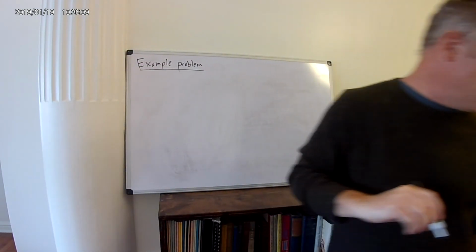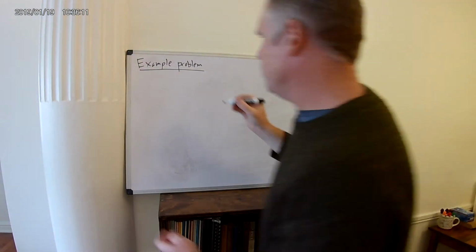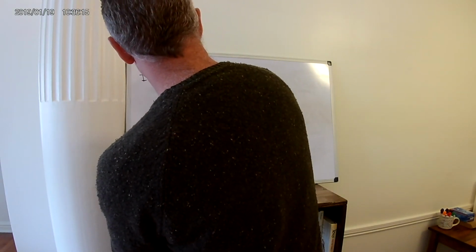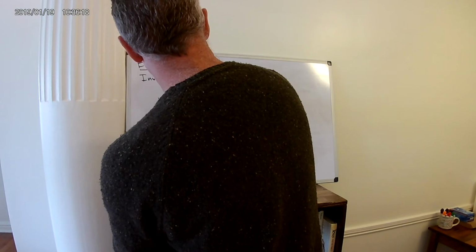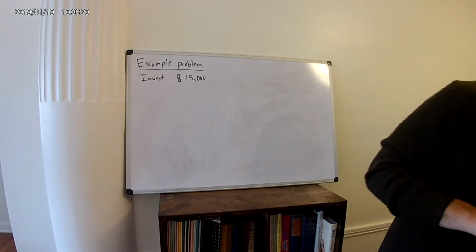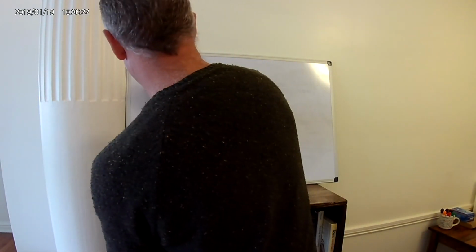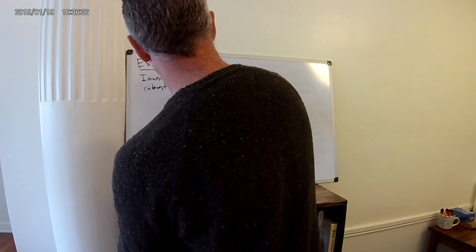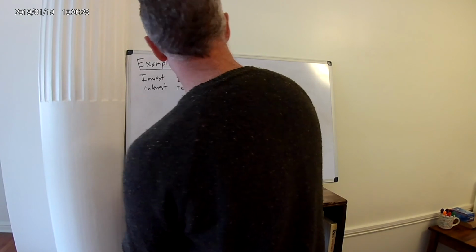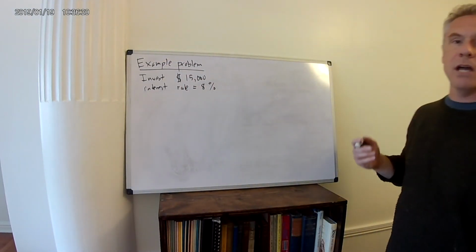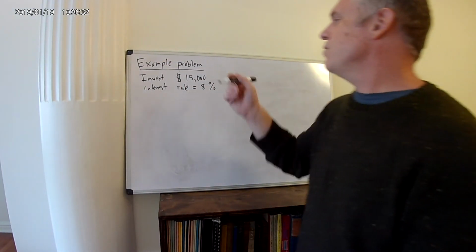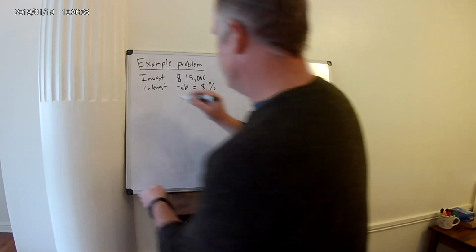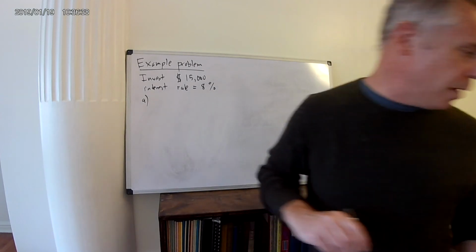Okay, let's imagine we have an investment. Suppose you invest $15,000 in an account that earns an interest rate of 8%. So you have $15,000 to invest, and you invest it in an account that has an interest rate of 8%. Okay? And we're going to ask ourselves some questions about this account.